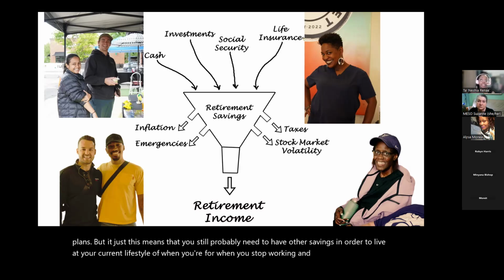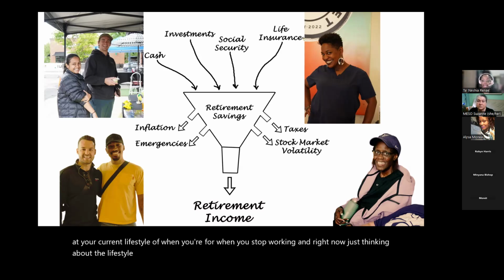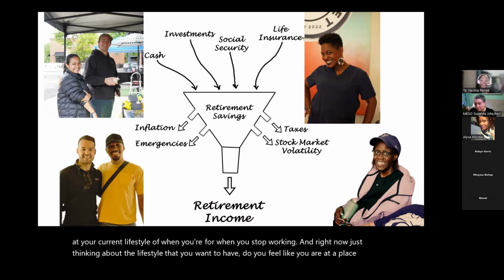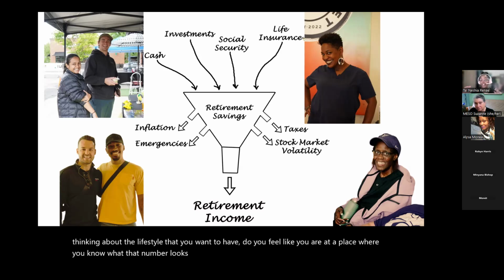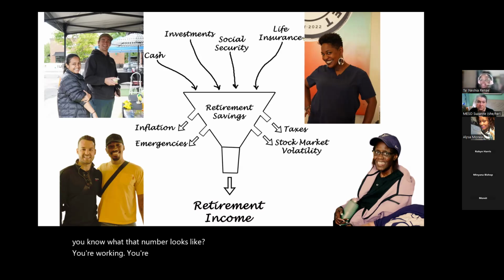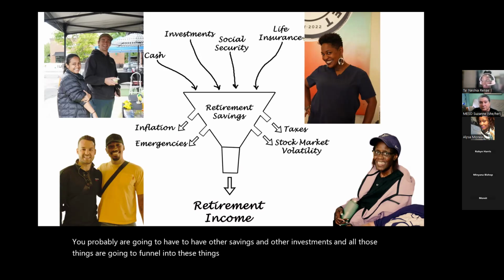And right now, just thinking about the lifestyle that you want to have, do you feel like you are at a place where you know what that number looks like? You're working, you're making steps to get there. So you probably are going to have other savings and other investments, and all those things are going to funnel into these things, right? That we're going to kind of cover.